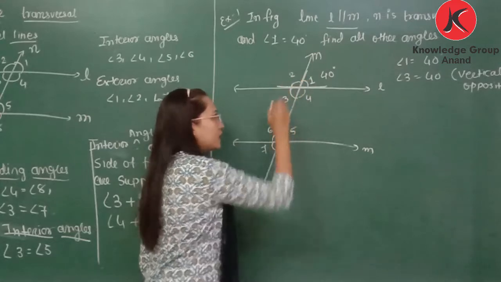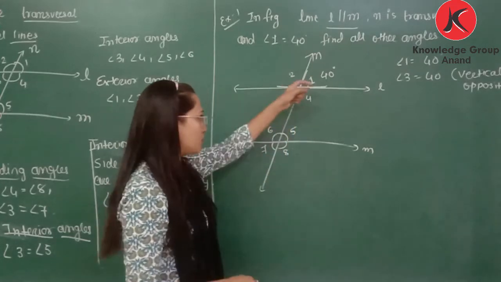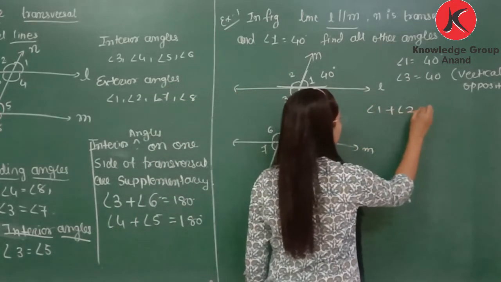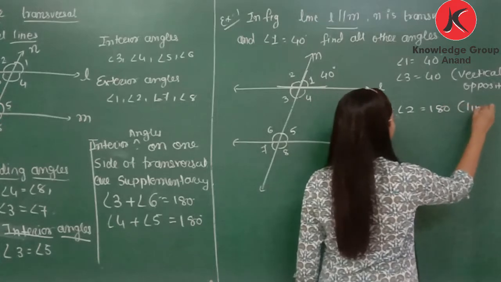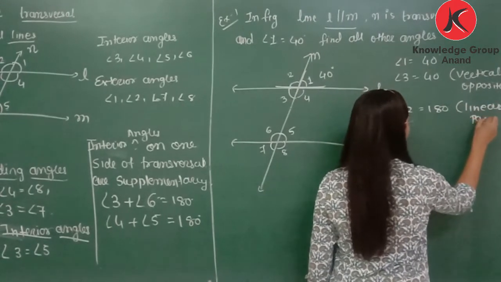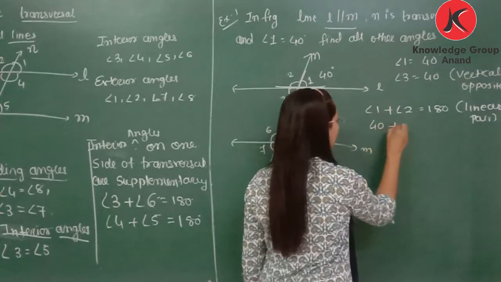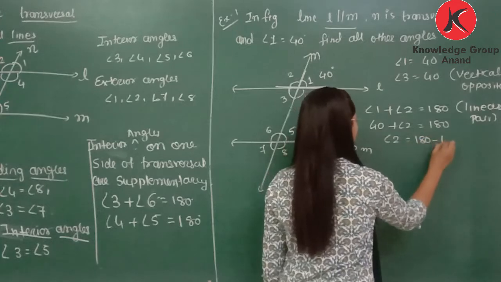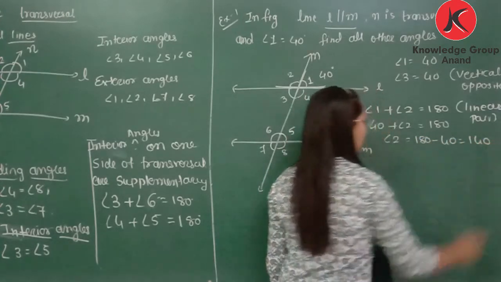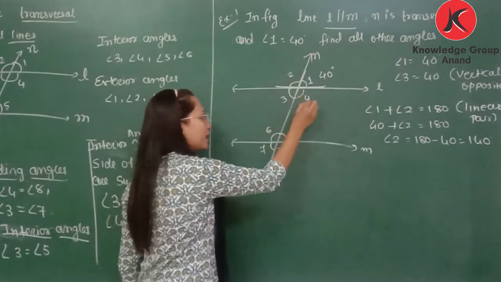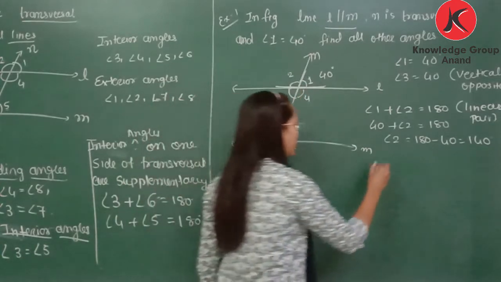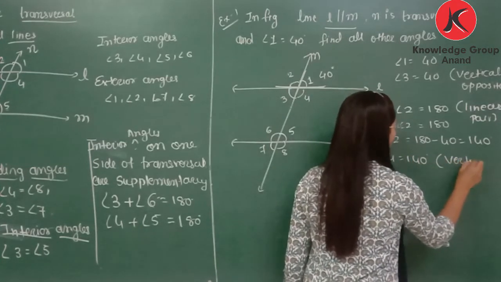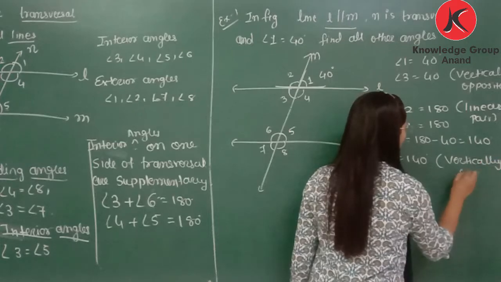Now angle 1 and angle 2 form a linear pair. So it means angle 1 plus angle 2 is 180. These are a linear pair. So angle 1 is 40, angle 2 will be 180 minus 40. So that is 140. Now angle 2 and angle 4 are also vertically opposite. So we can write angle 4 is also 140. These are vertically opposite.